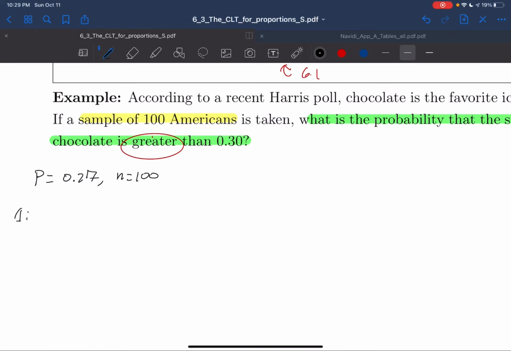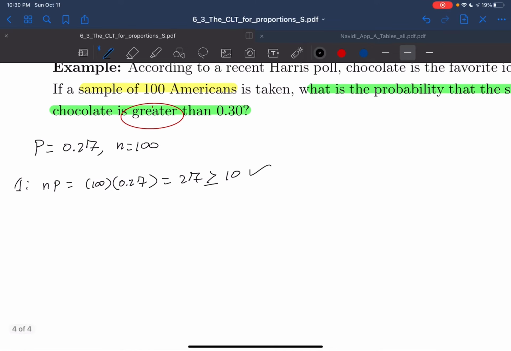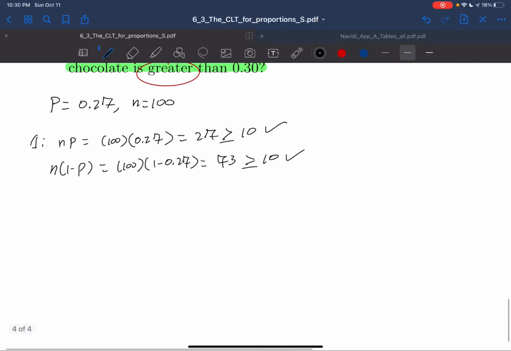The first step is to check whether or not we're able to compute these probabilities. So you want to check if n times p is greater than or equal to 10. This will be 100 times 0.27, which gives you 27, which is greater than or equal to 10. So that's satisfied. But we also have to check if n times 1 minus p is greater than or equal to 10. So this will be 100 times 1 minus 0.27, which is equal to 73, which is definitely greater than or equal to 10. So both of these are met. So now we can compute our probabilities.